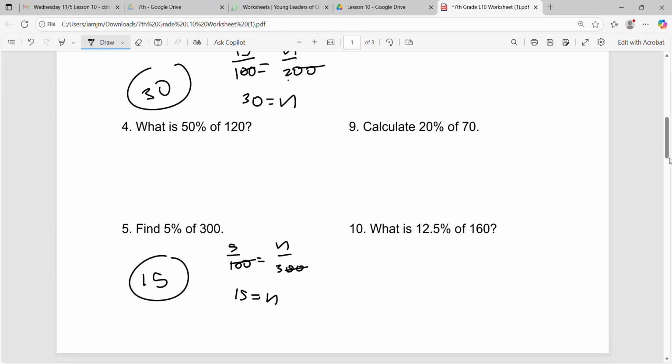Number 9, 20% of 70. 20 over 100 equals n over 70. Cross it out. 7 times 2 is 14. 1 times n is n. 20% of 70 is 14.